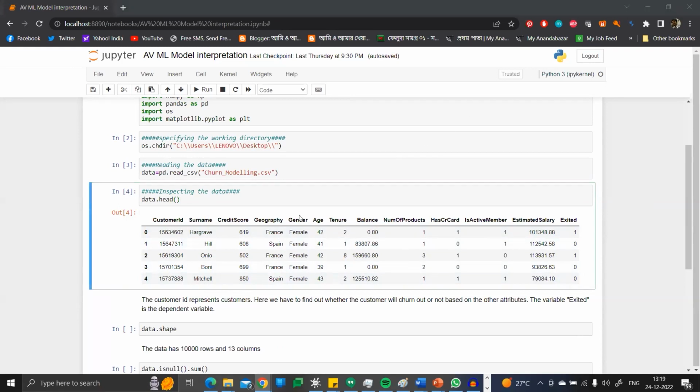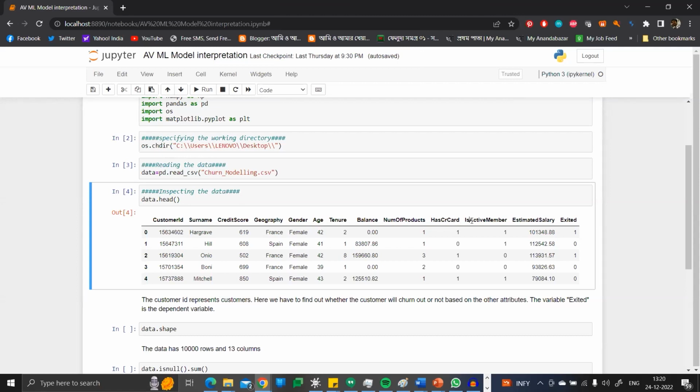So this is the data set. The data set has customer IDs, the surname of the customer, the credit score. Credit score is just like a FICO score or CIBIL score. It is given by different agencies based on your data, and it describes your creditworthiness. The higher the score, the more creditworthy a customer you are. Then the geography, the gender, the age, tenure, balance, number of products, whether he has a card or not, is an active member.